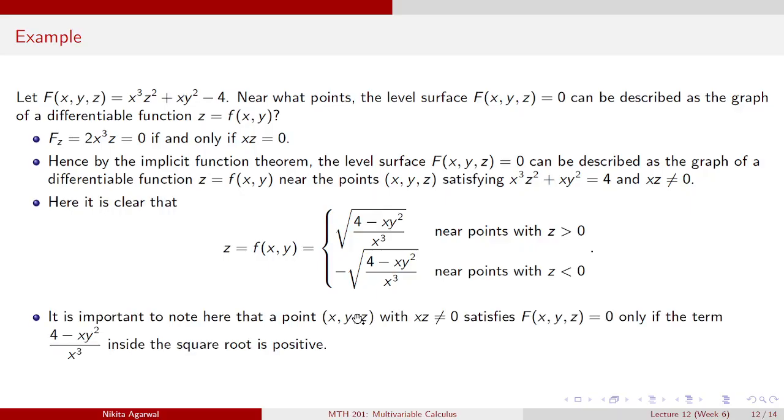And it's also important to note here that a point with xz non-zero satisfies this equation only if this term is positive, right? Because z squared equals (4 minus xy squared) by x cubed. So z squared is positive, therefore this term has to be positive. So these are legitimate functions, but they only work near z positive or negative, away from 0. Because once z hits 0, then your F_z becomes 0 and the implicit function theorem does not give you anything.